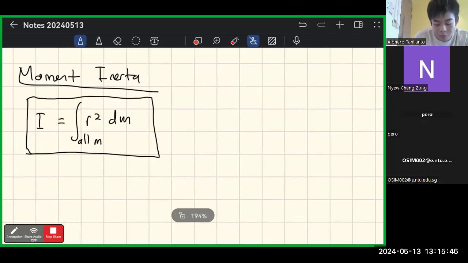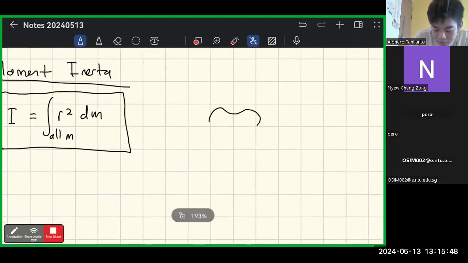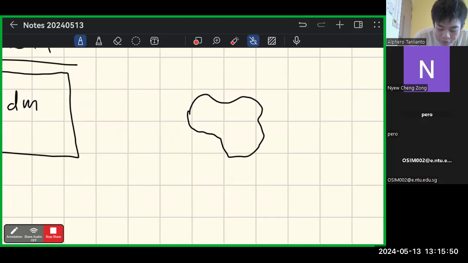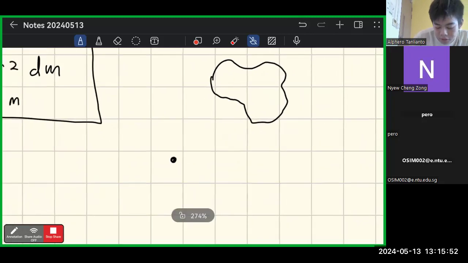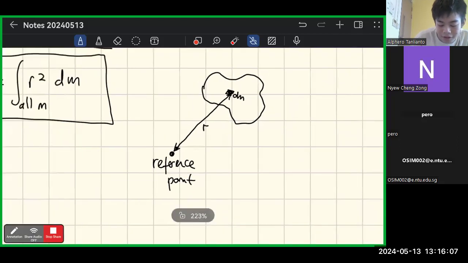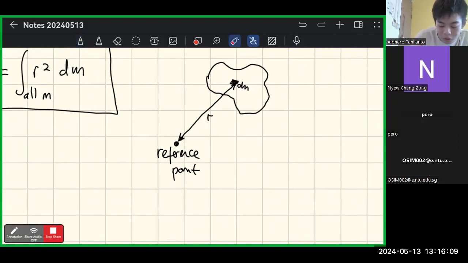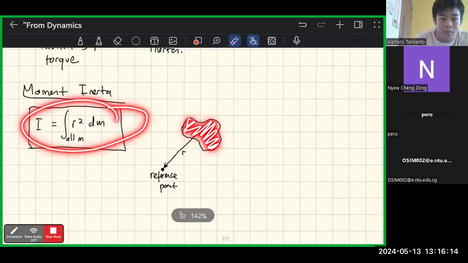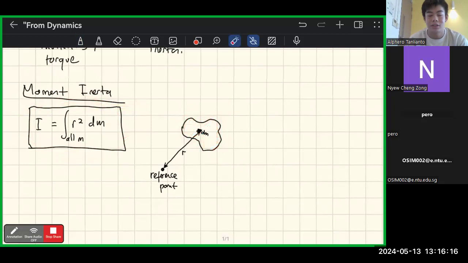So if you have any object like this, and you have a reference point, if you want to take any dm here and have the r, or the distance between that particular dm and the reference point, and you integrate all over this mass, you get the moment of inertia. Yeah, that's all about moment of inertia.